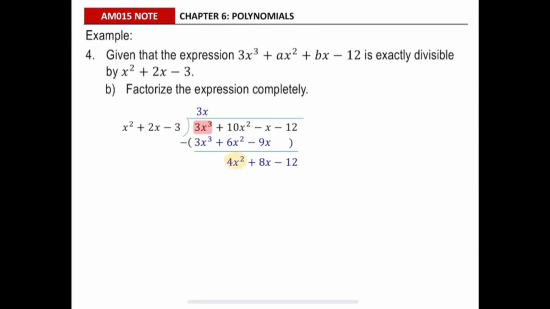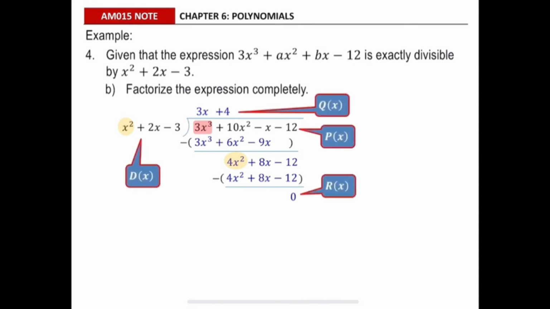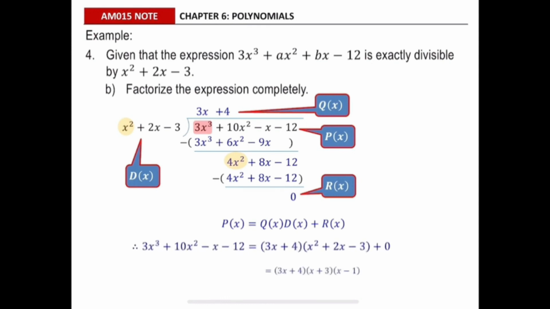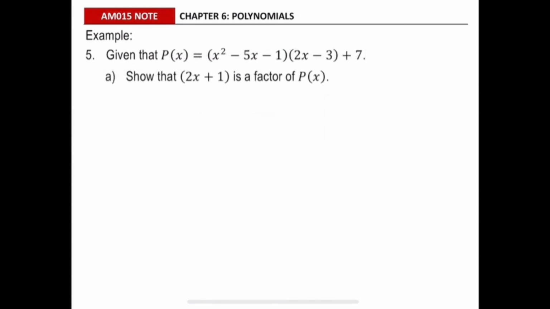Now 4x squared can still be divided by x squared and we get positive 4. After that multiply 4 with the divisor, we get 4x squared plus 8x minus 12. And the remainder is 0. Now substitute all of these expressions into this equation. Then factorize completely.